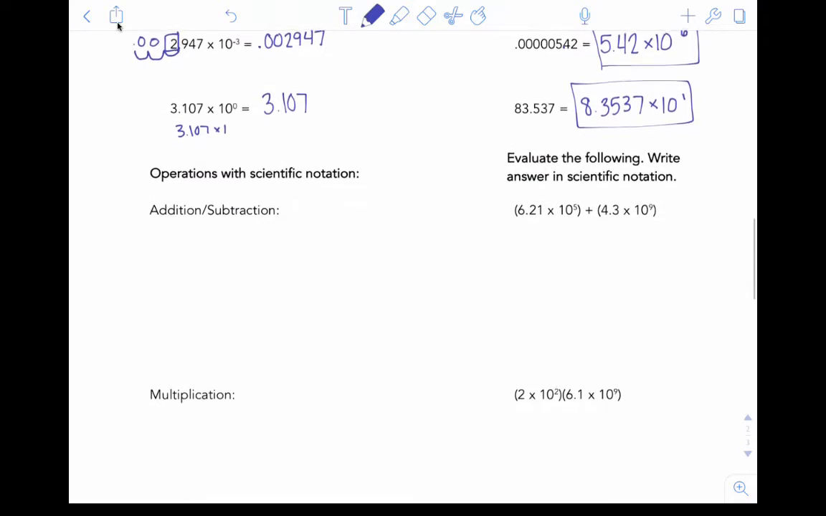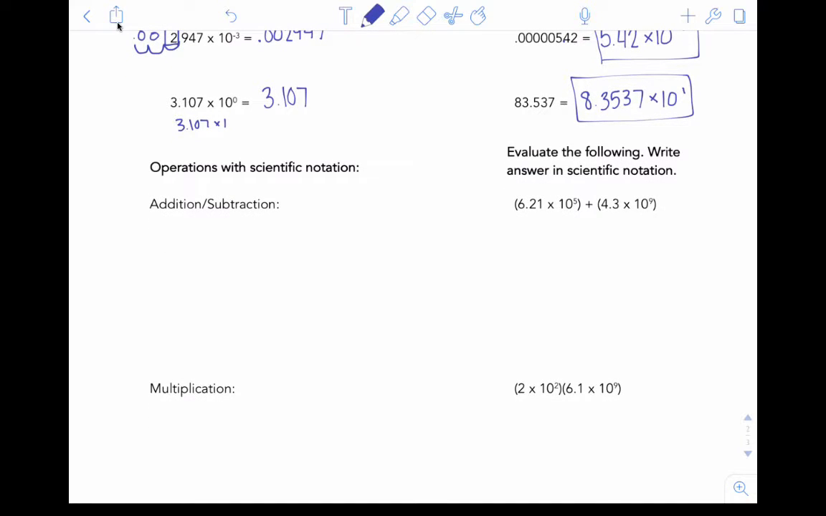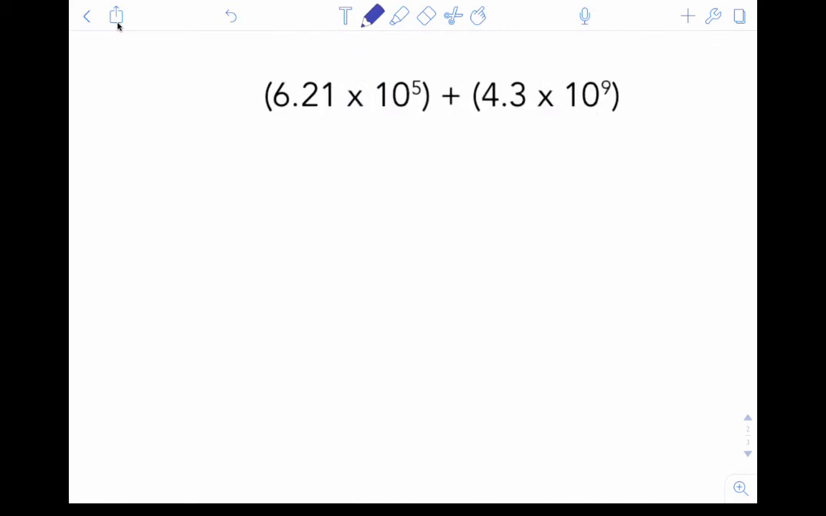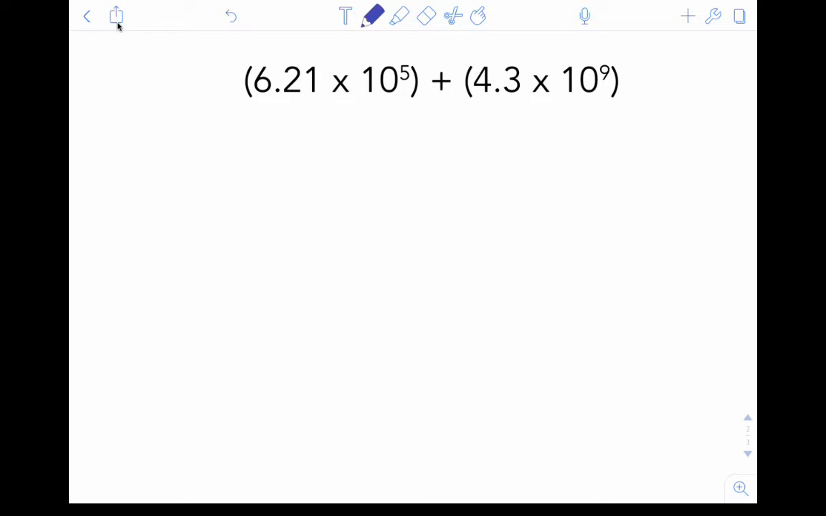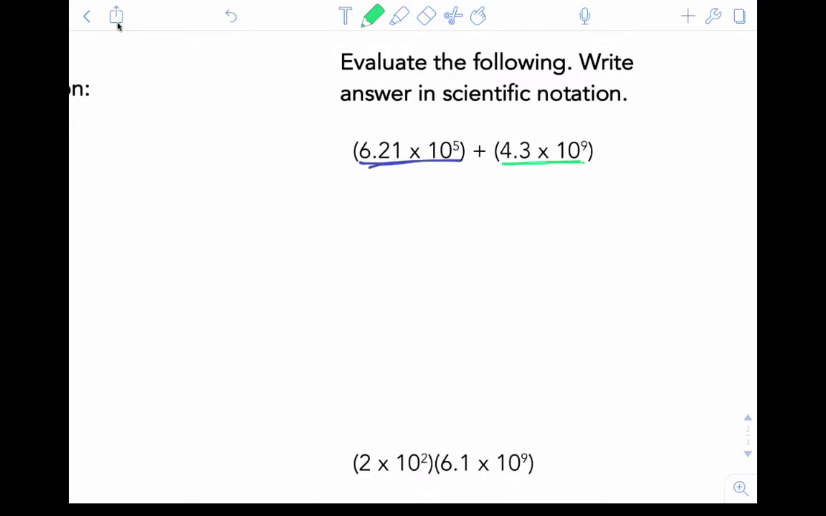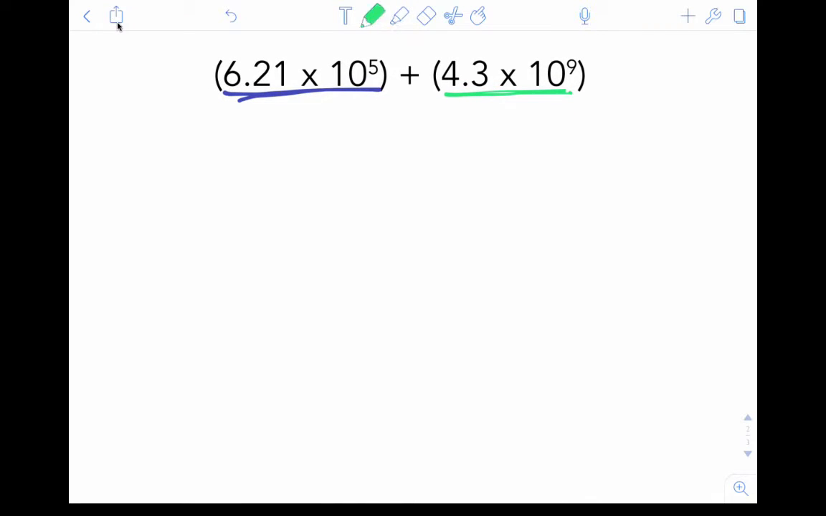Moving on to operations with scientific notation, let's go ahead and try out some addition. So I have 6.21 times 10 to the 5th plus 4.3 times 10 to the 9th. So what I'm going to do is convert this number into standard form, and then I'll convert this number into standard form. Then I'll add them. If the directions say to write my answer in scientific notation, I'll need to convert that answer back into scientific notation.